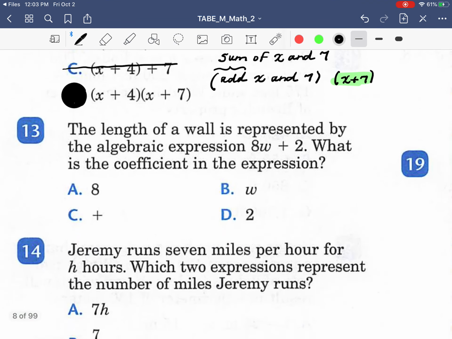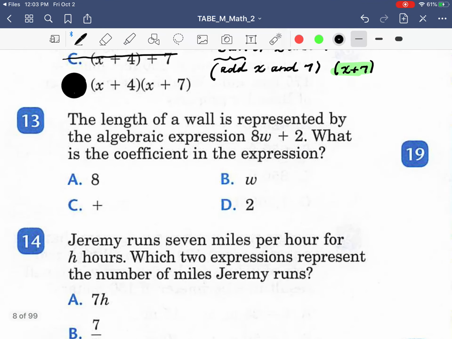Number 13. The length of a wall is expressed by the algebraic expression 8w plus 2. What is the coefficient in the expression? Well, again, if you've watched the instructional video, you know those definitions. The coefficient is the 8. Vocabulary is so very important.